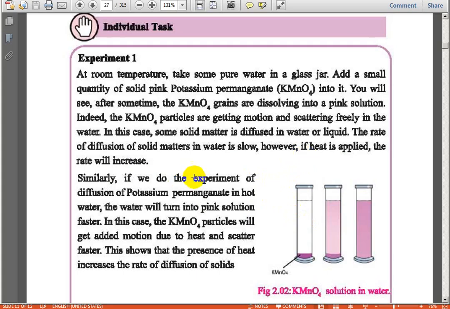Similarly, if you do the experiment of diffusion of potassium permanganate in hot water, the water will turn into a pink solution faster. In this case the potassium permanganate particles get added motion due to heat and scatter faster. This shows that the presence of heat increases the rate of diffusion of solid.